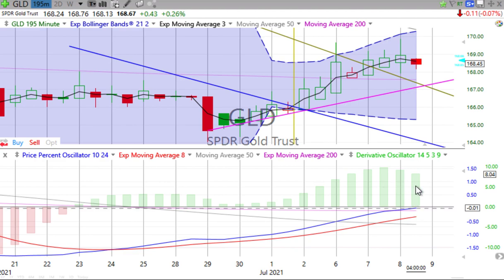Price percent oscillator still heading up. Derivative oscillator green, but peaked back in the afternoon on Wednesday. So we'll continue to watch, see where these charts go. Can we draw something that might be a little more helpful as far as our trend lines go?